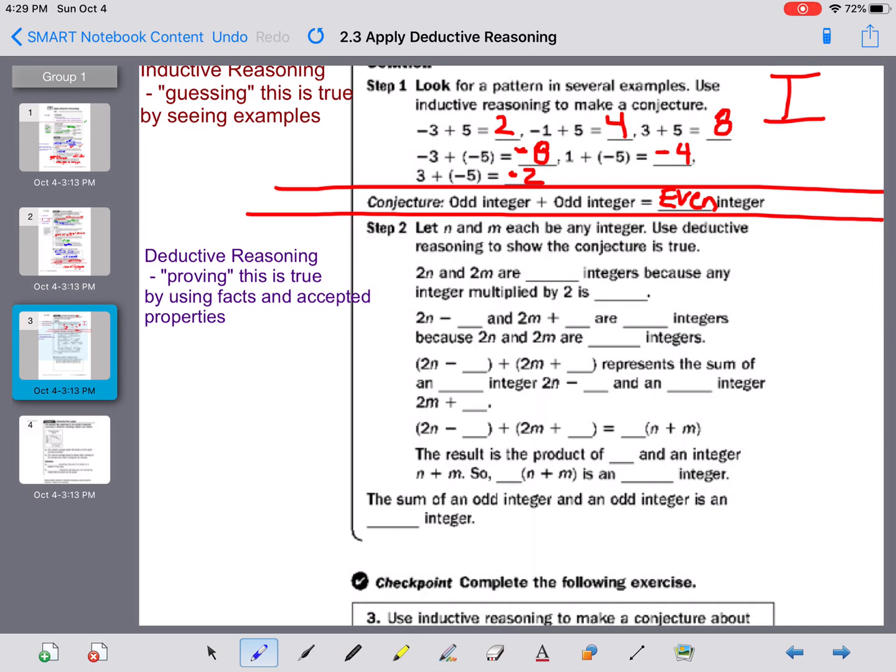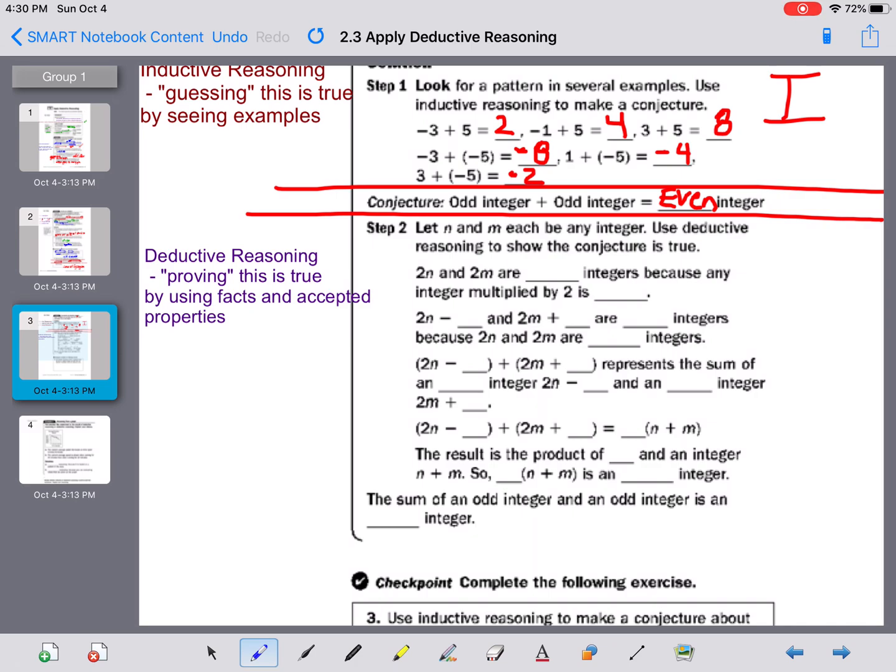We want to choose something algebraically that represents an odd number and all odd numbers, because there's an infinite number of odd numbers. Okay, so this one, and don't get overwhelmed with this example, because I'm not going to ask you to do this all on your own. I just want you to see this example and walk through it.